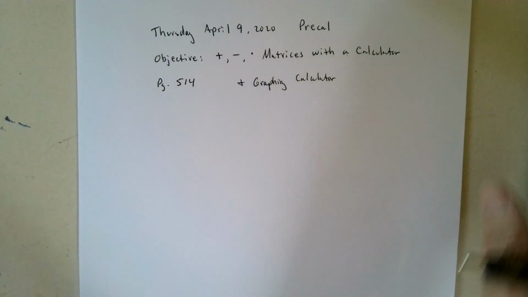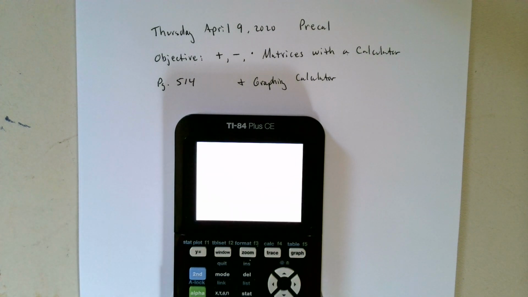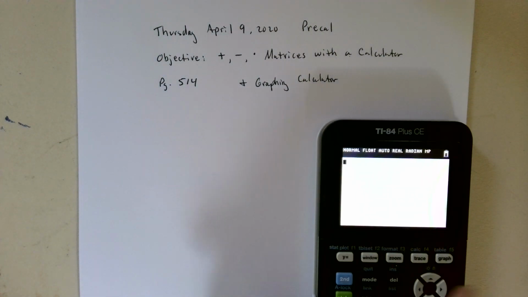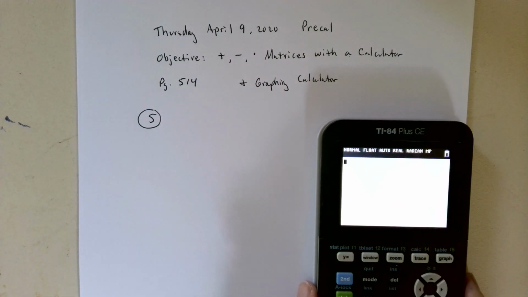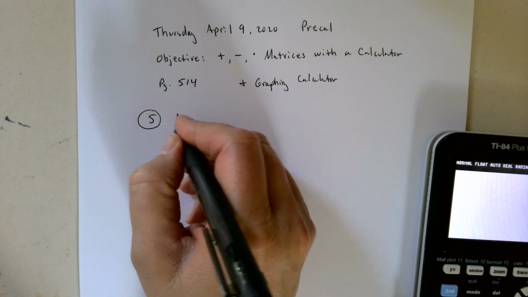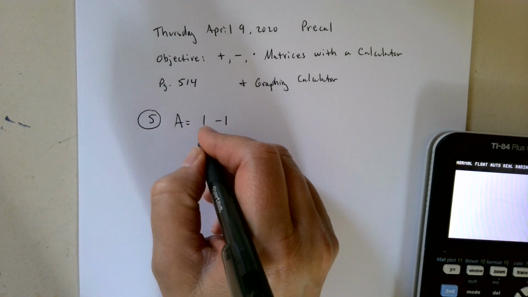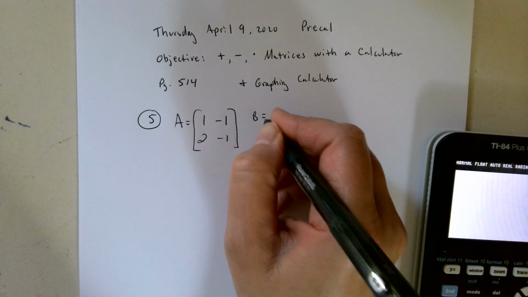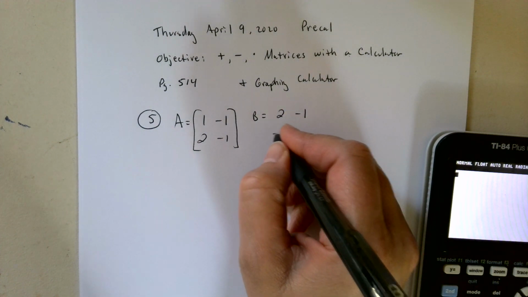All right, so you need your books open to page 514, and you need your graphing calculator. So let's see if we can see that. All right, so I want to start with number 5. And on number 5, we have matrix A, which is 1, -1, 2, -1. And matrix B is 2, -1, -1, 8.